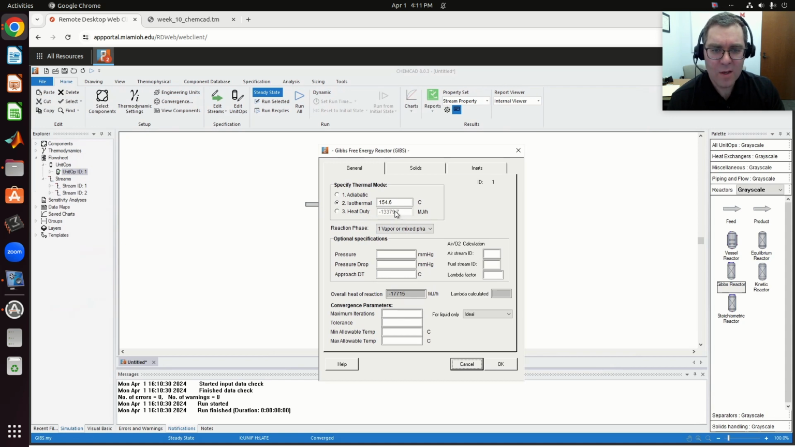The heat duty is slightly less than the corresponding heat of reaction because our entering stream was at 110 degrees C, but we're going to keep the reactor temperature constant at 154.6. My reaction is exothermic, so it will be releasing heat, and that will also be used to elevate the temperature up to that desired temperature.